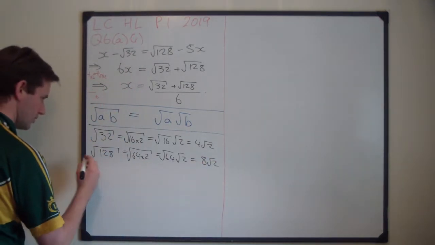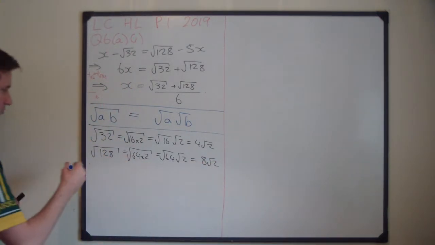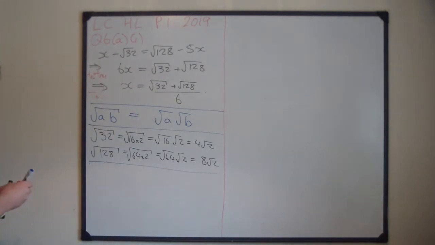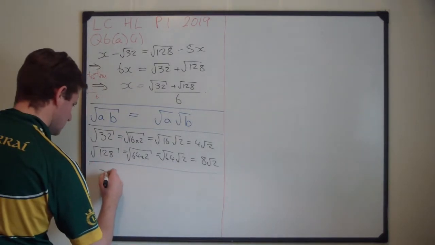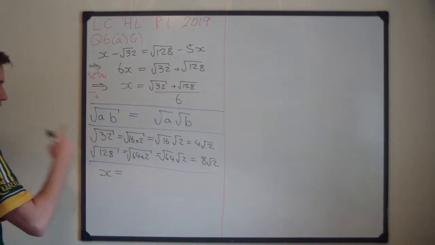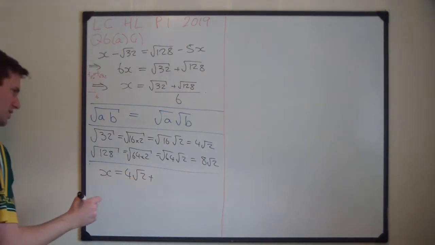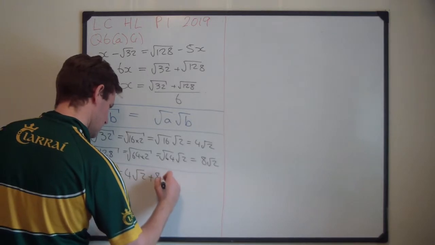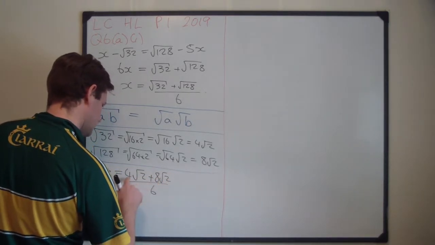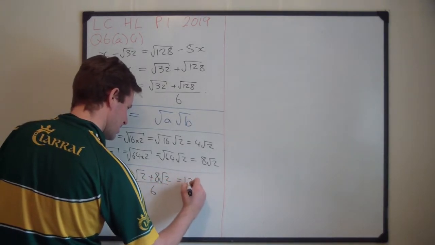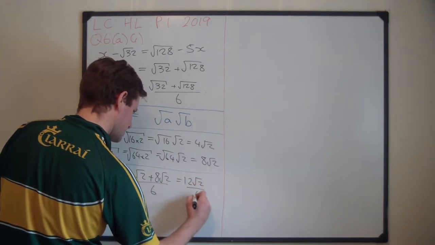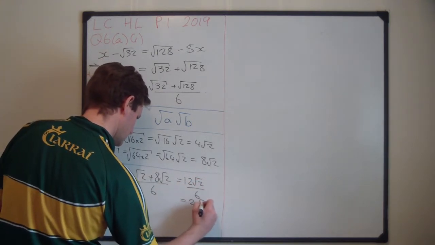And so therefore, if you just take this to be kind of rough work, we know that x is equal to root 32 is 4 root 2, and root 128 is 8 root 2, divided by 6. 4 plus 8 is 12 root 2 over 6, which is equal to 2 root 2.